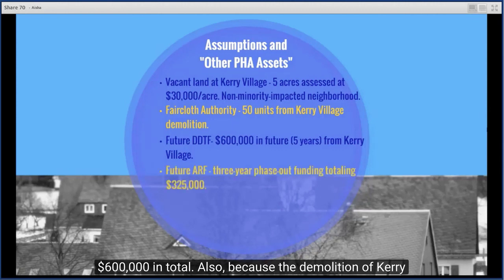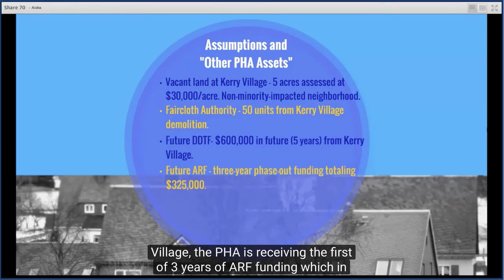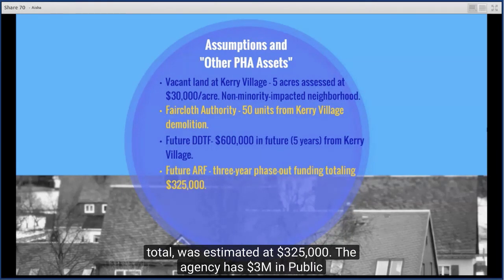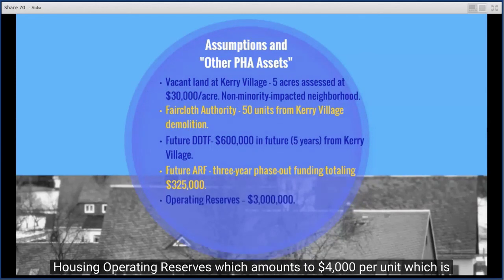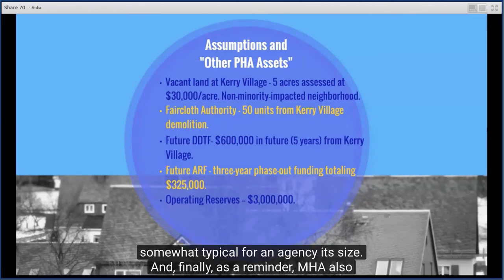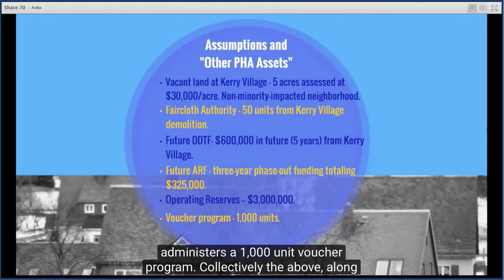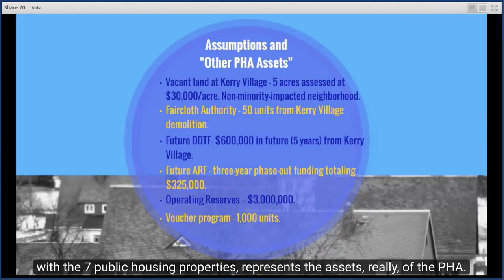Also, because of the demolition of Cary Village, the PHA is receiving the first of 3 years of ARF funding, which in total is estimated at $325,000. The agency has $3 million in public housing operating reserves, which amounts to $4,000 per unit, which is somewhat typical for an agency its size. And finally, as a reminder, MHA also administers a 1,000-unit voucher program. Collectively, the above, along with the 7 public housing properties, represents the assets, really, of the PHA.